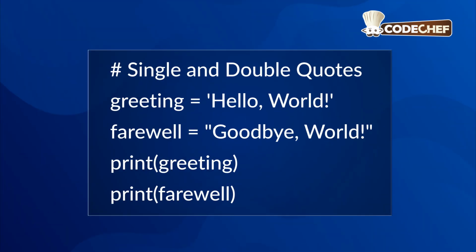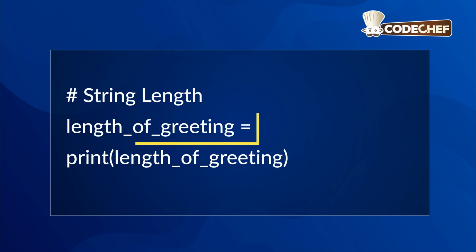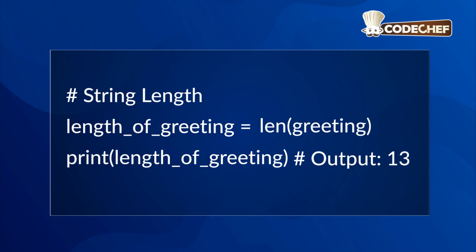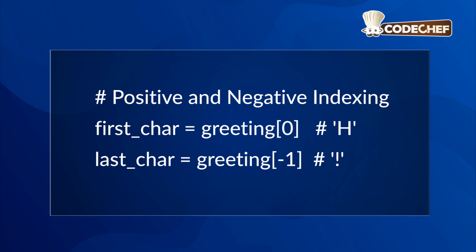In Python, you can define strings with either single or double quotes. Both ways produce the same result. Let's see it. To find out how many characters are in our greeting, we use the len function. The string "Hello World" has 13 characters, including the space and punctuation. Now, let's access specific parts using indexing.